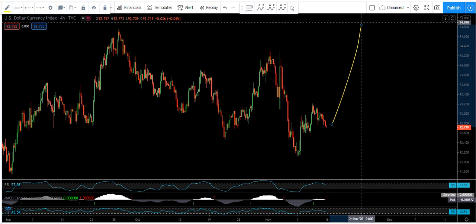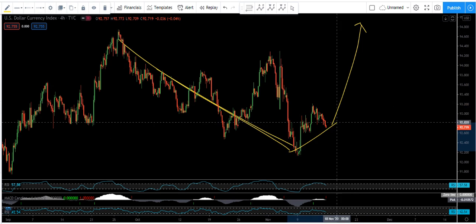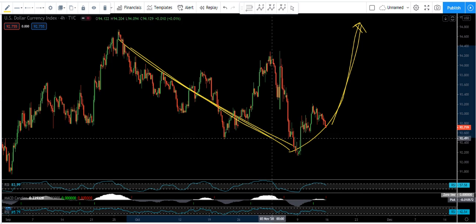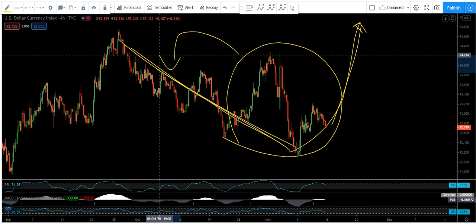In that case, this is the only move. That means this move finished and this is the start of the up move. But the last two, when I'm talking, in that case, this move is not finished. That means this is a correction in relative to this move.